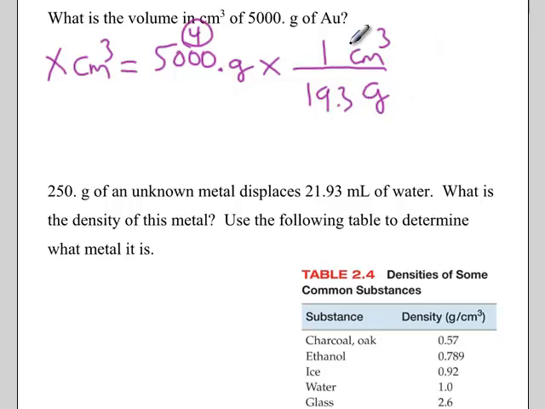Notice we're using dimensional analysis, so the top and the bottom of the fraction are the same. It doesn't matter that here the 19.3 is on the bottom, and on the previous page the 19.3 was on the top. We put it in the correct place to cancel out the units. And the 19.3 always goes with the grams, the 1 always goes with the cubic centimeter.